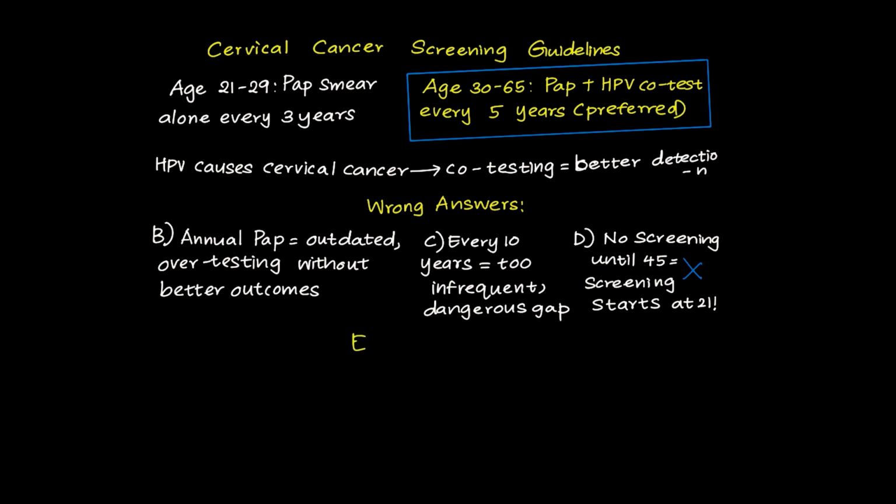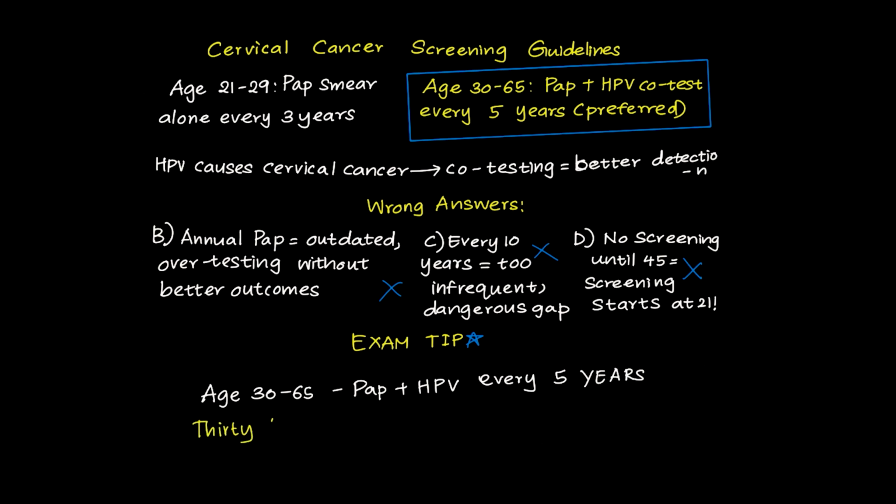Here's a WGU D443 OA exam tip for you. For women 30 to 65, the preferred screening is Pap plus HPV every 5 years. The number 5 is your target. Quick recall hook. 30 to 65, co-test every 5. The rhyme locks it in.